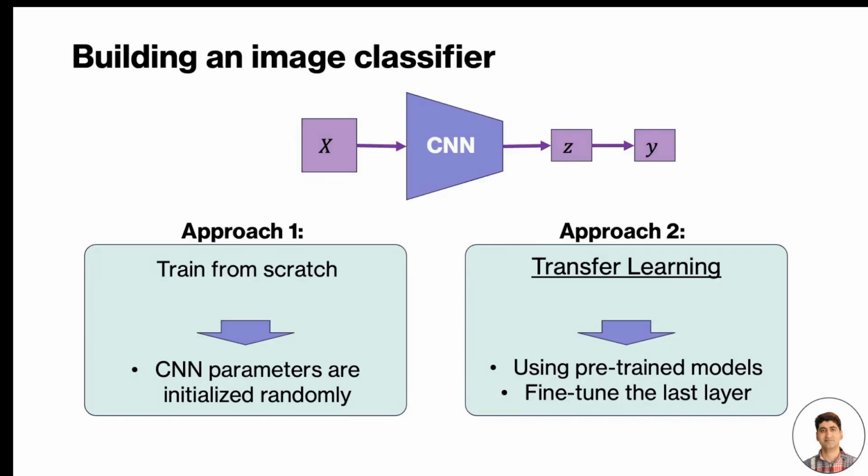In order to build an image classifier, we can define a CNN, or convolutional neural network, that receives input image X and outputs logits Z. From those logits we can predict our label Y. There are 2 approaches to train this model. Approach 1, we train from scratch. In this case, the parameters are randomly initialized, and this is not recommended because it requires more training data. In the second approach, we use transfer learning, where we rely on a pre-trained model like ResNet that is pre-trained on ImageNet, and then we can just fine-tune the last layer of this model.